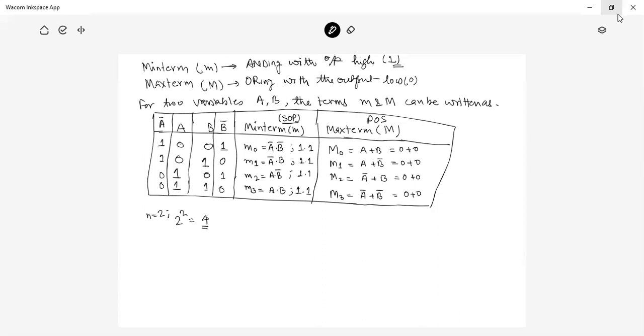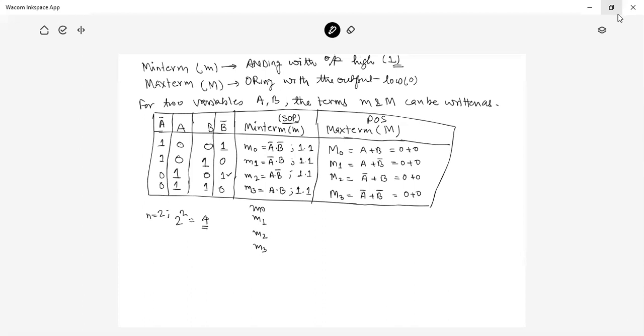Here it is m1. In m1, B is already 1. So it is A bar B. This is A bar B, that is 1, 1. Here it is m2. In m2, A is 1, but B is 0. So we take B bar. So m2 is equal to A B bar, because A is 1 and here B bar is 1. So it is 1, 1, and then output is 1. m3, A dot B, A is 1, B is 1. So there is no barring. Here it is 1, 1. So these are the 4 terms, that is m0, m1, m2, and m3.